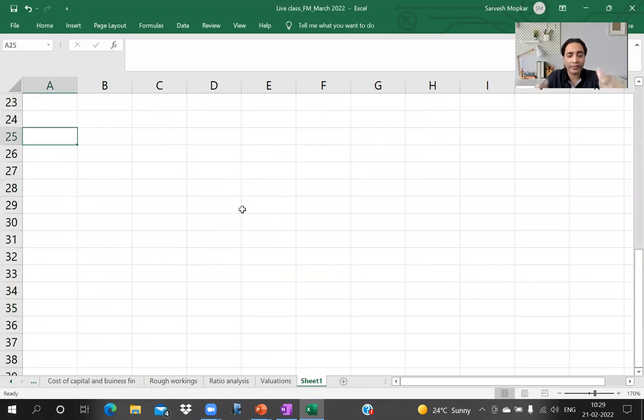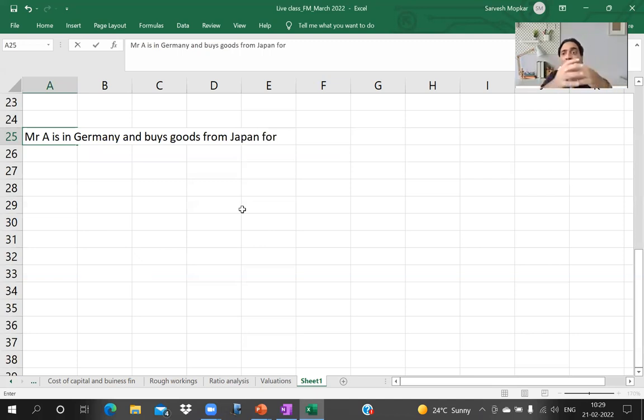Now let me test whether you have really understood. What other two countries would you like to visit? Mr. A is in Germany, and now this time buys goods from Japan. Naturally, the transaction has to be in foreign currency. If the transaction is not in foreign currency, then there is no conversion. So A is in Germany, and my question will be from A's perspective. For A, the Japanese currency is the foreign currency. So A is in Germany and buys goods from Japan for JPY 200,000 to be paid immediately.